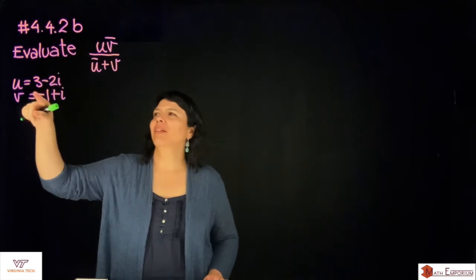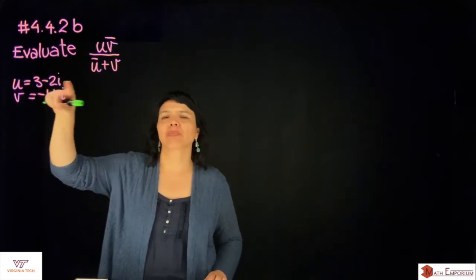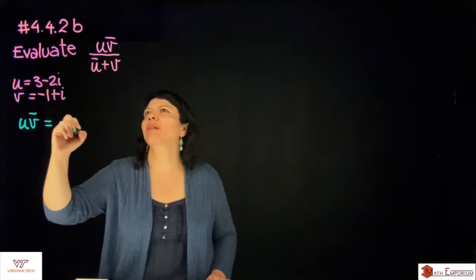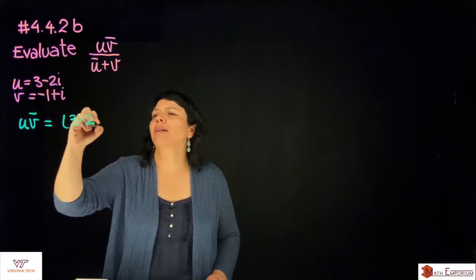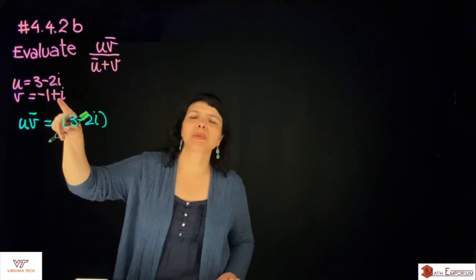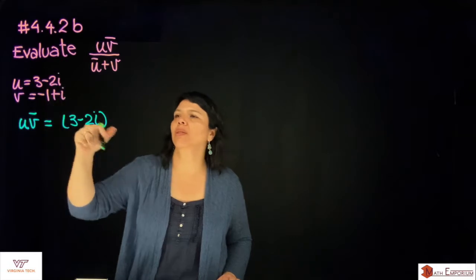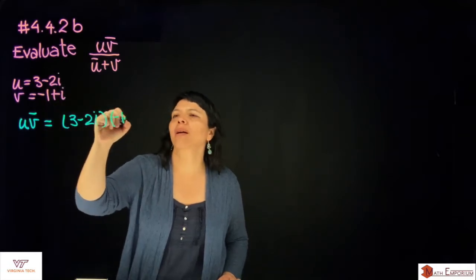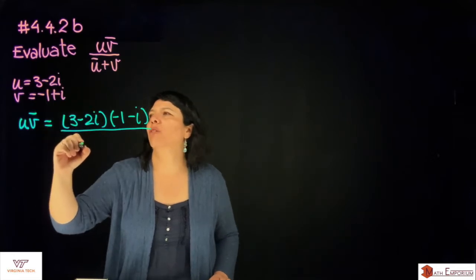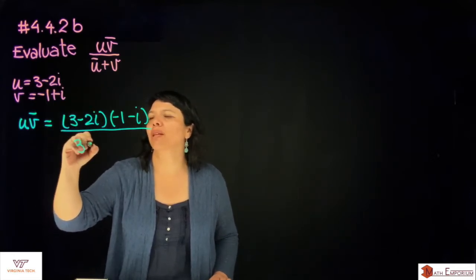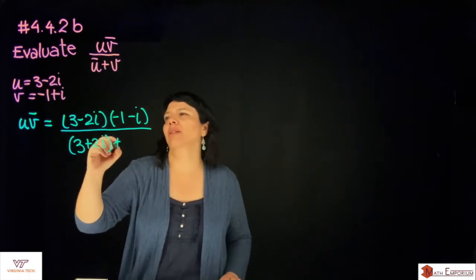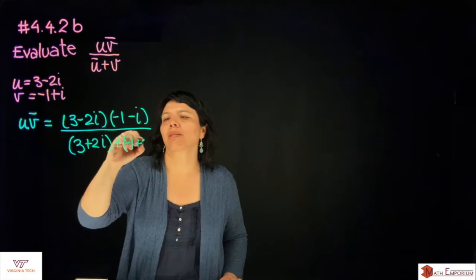Okay, so we have here what are our values of u and v. So u times v conjugate will be 3 minus 2i times the conjugate of v. So the conjugate of v is whatever the sign is in front of i, I need to switch it. So that will be minus 1 minus i. And all of this is divided by the sum of u conjugate, so that will be 3 plus 2i, plus v, which is minus 1 plus i.